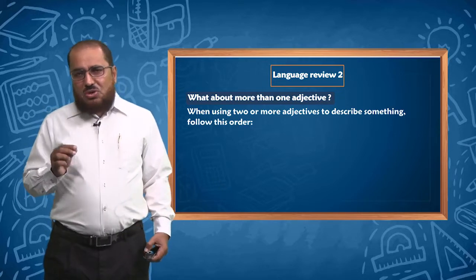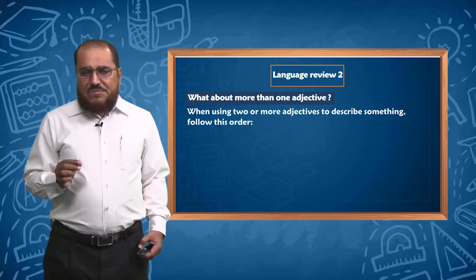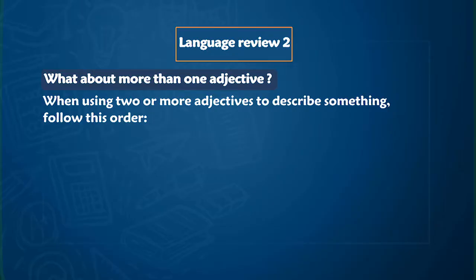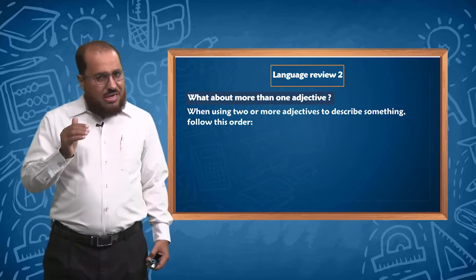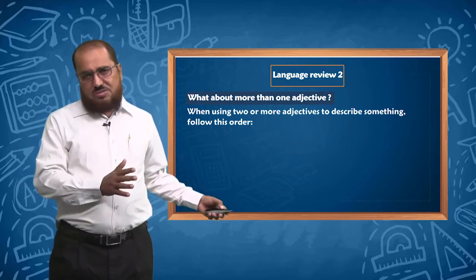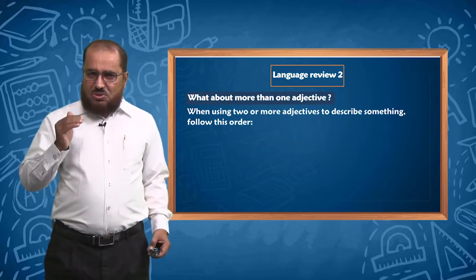When using two or more adjectives to describe something, follow this order. What is this? You have to follow me carefully. All the adjectives can be put before the noun, but in this order, not arbitrarily. No, you have to follow this order.